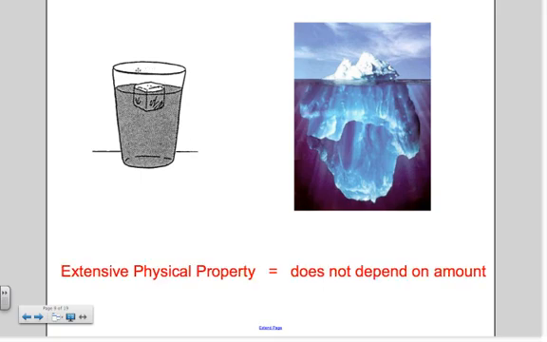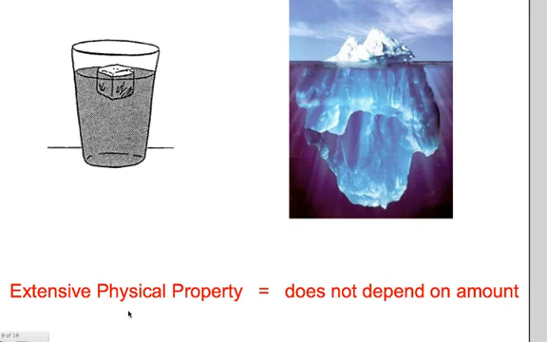Now notice this. It doesn't matter what the size of the piece of ice is. A little ice cube floats. A massive, massive chunk of ice still floats. That's called an intensive physical property. It does not depend on amount. If I have a small piece of ice or a large piece of ice, they both still have the same density.